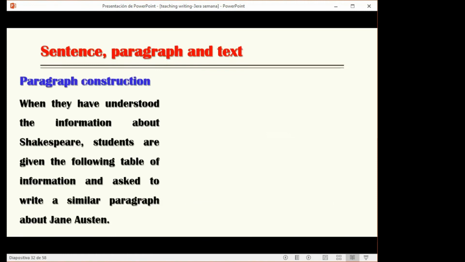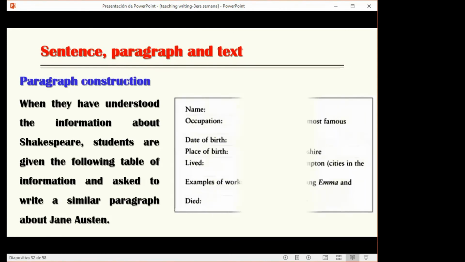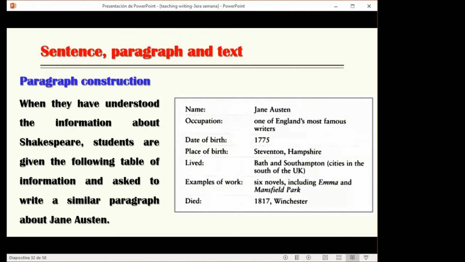When they have understood the information about Shakespeare, students are given the following table of information and asked to write a similar paragraph about Jane Austen. Notice, after they have read the paragraph related to Shakespeare and understood all the information about him, you can ask them questions to identify what kind of information the paragraph has. So now you give them some information about another person.